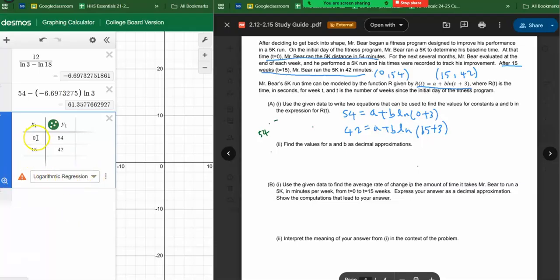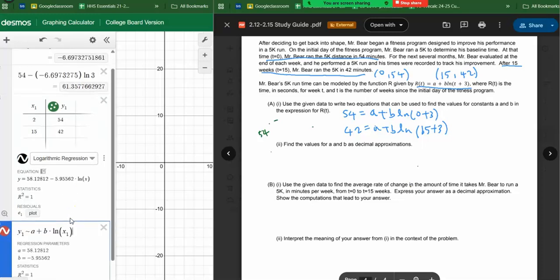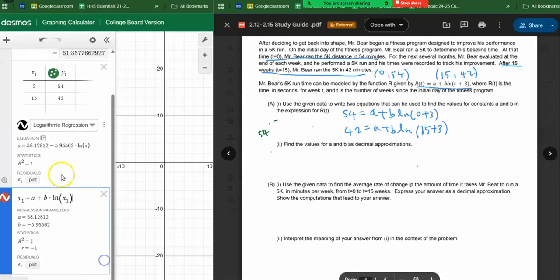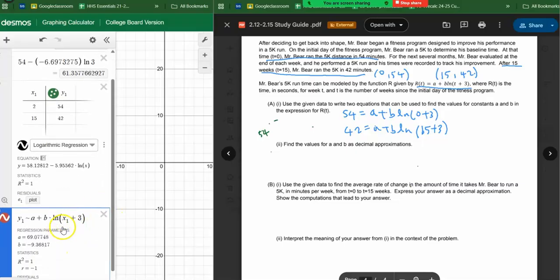So what do you do? Instead of that 0, which I just don't like, put an arbitrary value in. I'm going to put 2. Three dots, custom. And then what do we want? We want a plus b natural log of t plus 3, so a plus b natural log of x, that's your input, plus x plus 3. You type it in your custom regression right here.